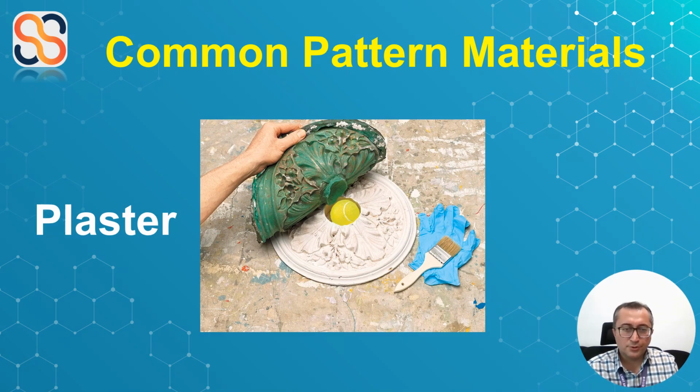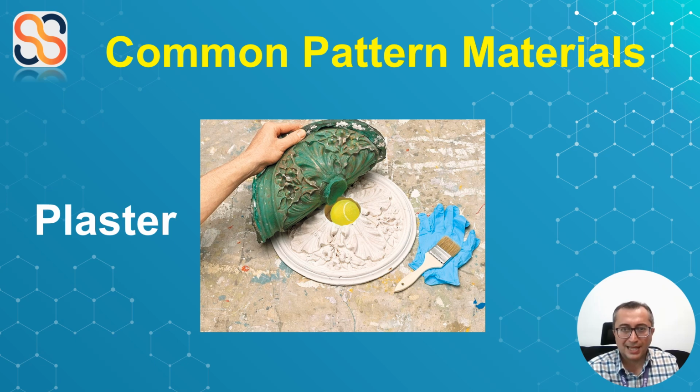We can also use plaster. It is another great material for patterns, especially for detailed designs. It comes from the gypsum family and is easy to work with using wooden tools. One of the best things about plaster is its high compressive strength, which means it can handle pressure well. It also expands when it sets, helping to accommodate any shrinkage of the metal casting.